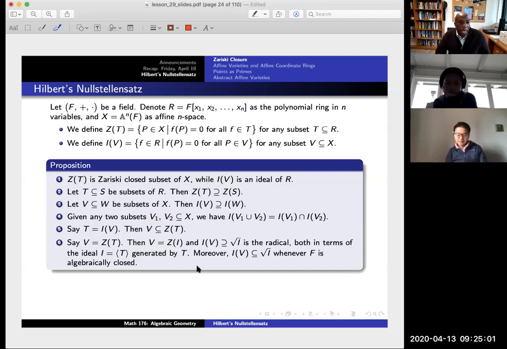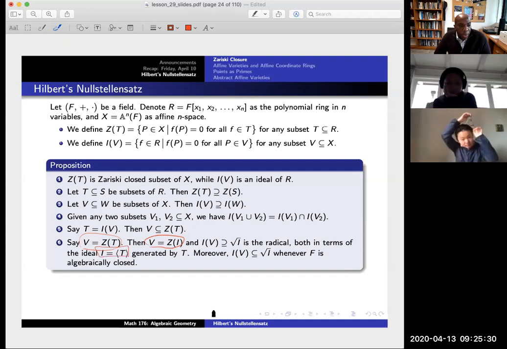Right. And now here's the big one. So I want to take some time to walk you through this. Finally, let's say that my subset V is the zero set of a subset T. Then I have two statements. So one is that I can actually replace T with the ideal generated by T.